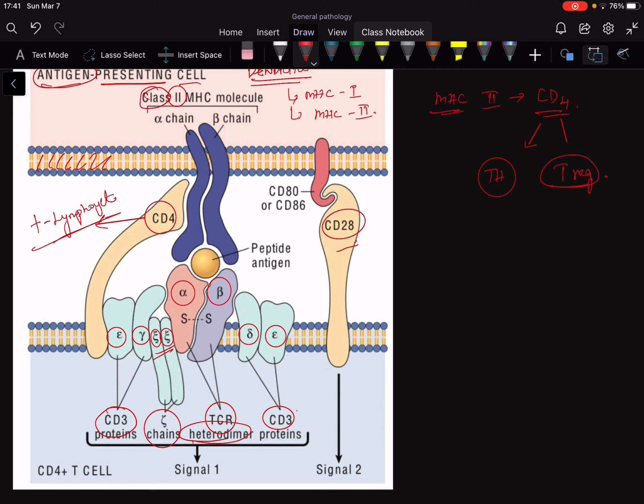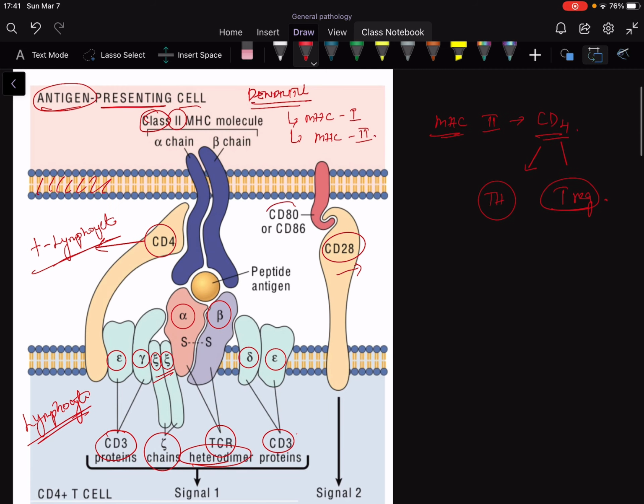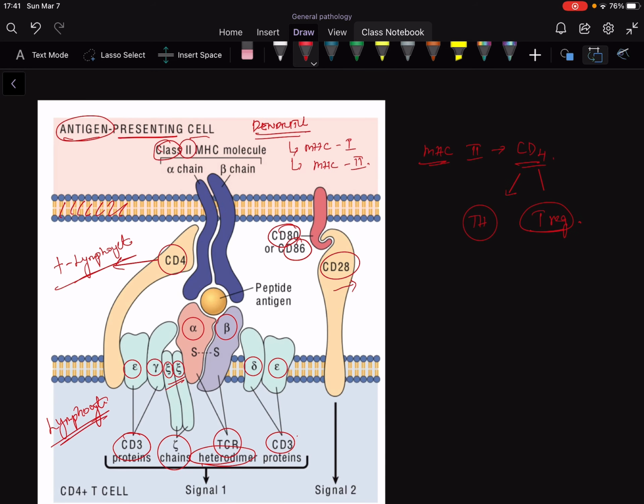The CD8 is present on the lymphocyte. Everything here is the lymphocyte side. It consists of CD22, whereas CD80 and CD86 are present on the dendritic cell. So that was about T lymphocytes and MHC class restriction. Thank you.